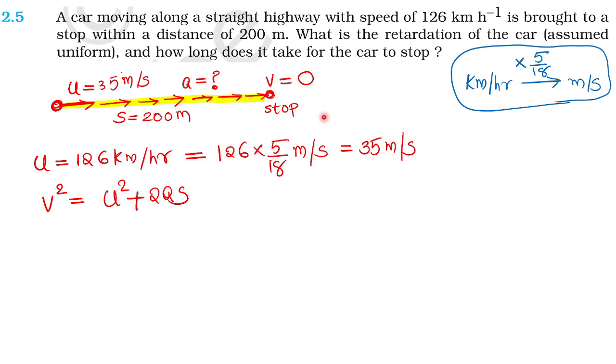You have to substitute the value V equal to 0. Understood? Let me complete it, and after that you can ask me doubts. Okay? V square will be 0 square equal to U is 35, so 35 square plus 2 into A into S. S is 200. So the right side will be, what is this? This is 400A, right?